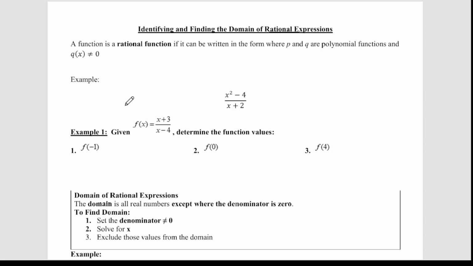Today we're going to be talking about how to deal with rational expressions, in particular identify their domain, and identify how to simplify it if possible. So let's actually define a rational expression.